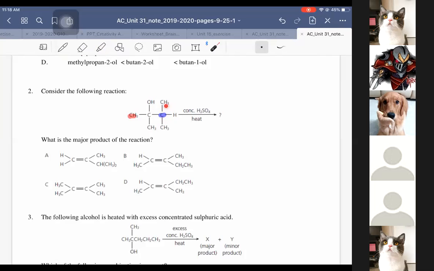So yes, correct. It should be the blue one. The blue one is more substituted. Here you can see it has 1, 2, 3 carbons attached to it, so it's tri-substituted. So the double bond should be formed between the middle carbon and the blue one. And if you check the structure, it should be C.